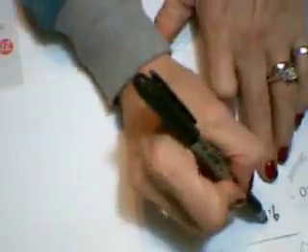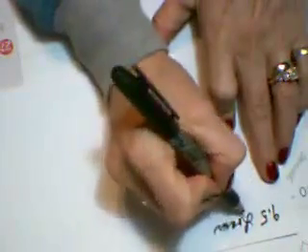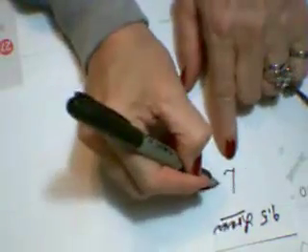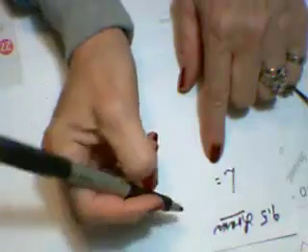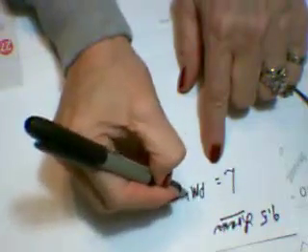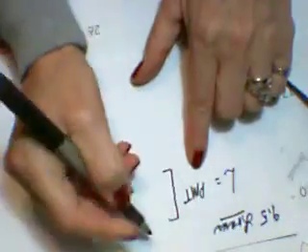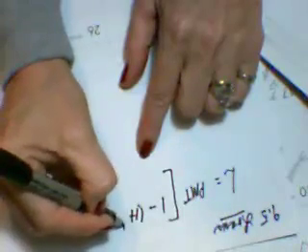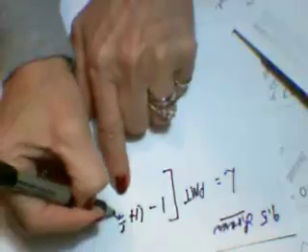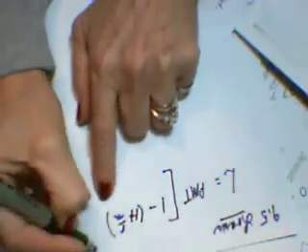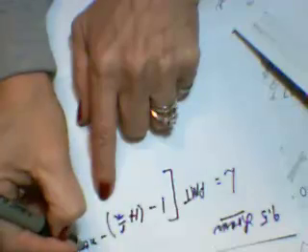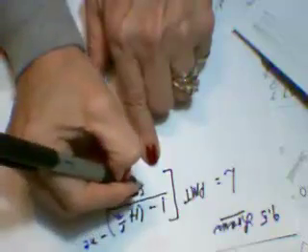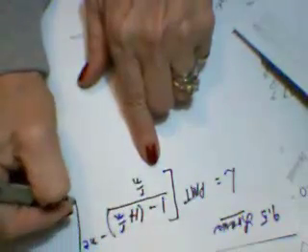Lesson 9.5. We're talking about loans. And the formula that they give you is the amount of loan that you have is equal to the payment times 1 minus 1 plus r over n, the periodic rate, raised to the negative nt power, and that's going to be divided by the periodic rate, which is r over n.